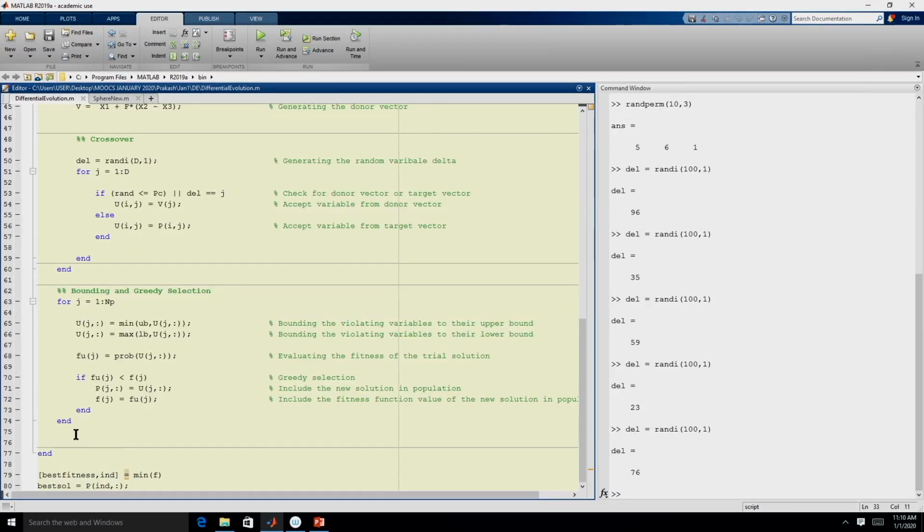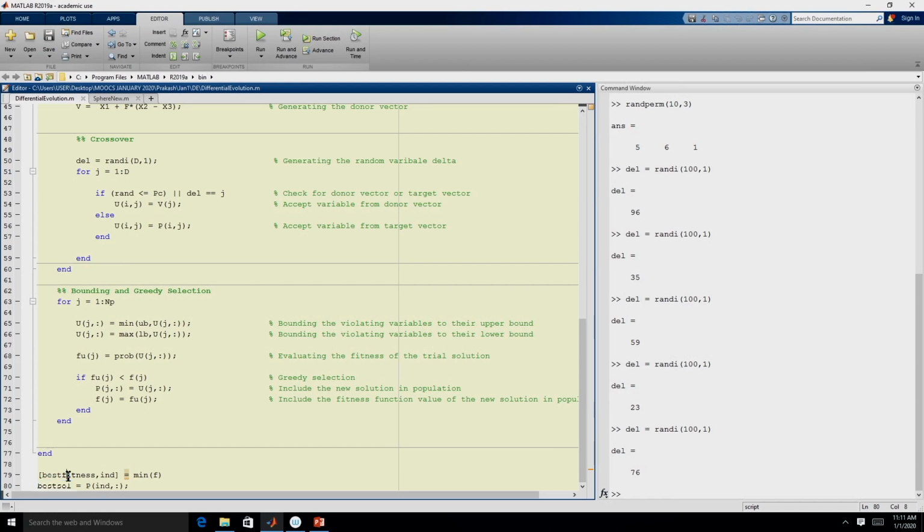Just like in TLBO, at the end of it we are interested in the best solution obtained so far. That can be determined by finding the minimum of the fitness function using this min function. This min function will give us the minimum value, which we store in the variable best fitness, and it will also give us the location where it is located. Using this IND, the location of the best fitness function value, we extract the corresponding population member. Let us say if IND is 5, then we extract the 5th row of the population and assign it to best sol.